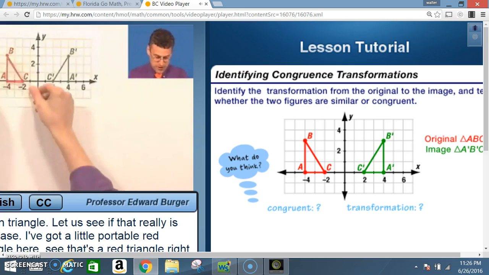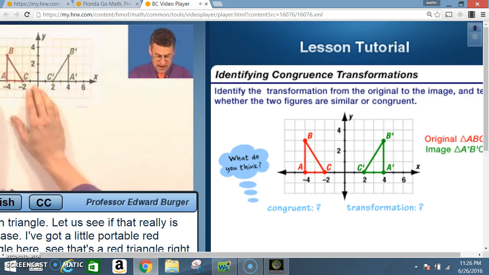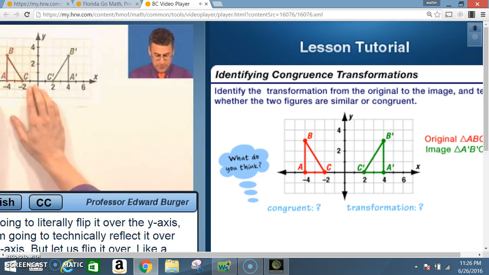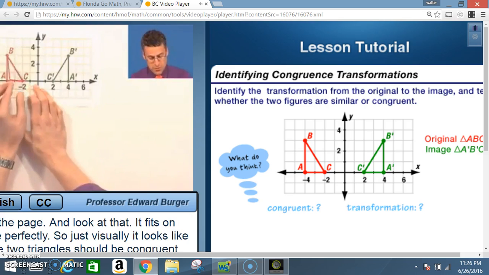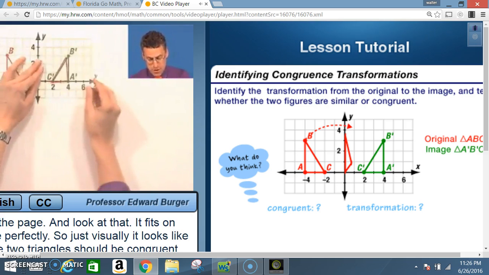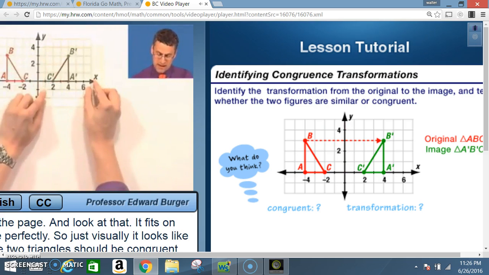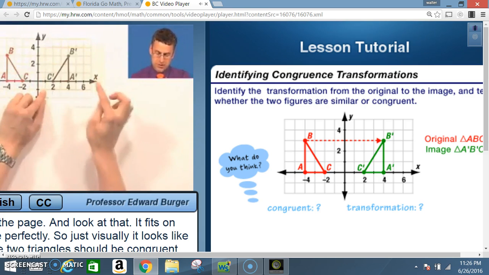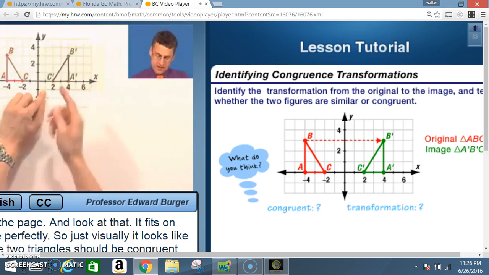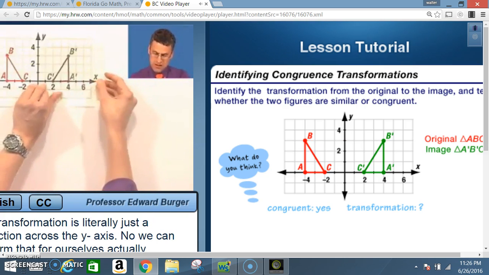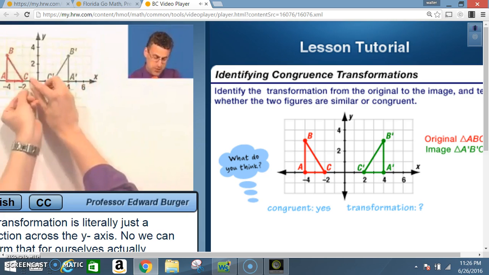I've got a little portable red triangle here. See, that's a red triangle right there. And now I'm just going to literally flip it over the y-axis. So I'm going to technically reflect it over the y-axis, but let's flip it over like a page. I'm going to turn the page. Boom. And look at that. It fits on there perfectly. So just visually, it looks like these two triangles should be congruent, and it looks like the transformation is literally just a reflection across the y-axis.